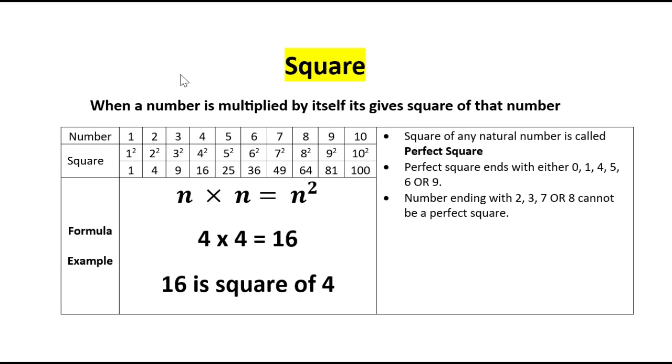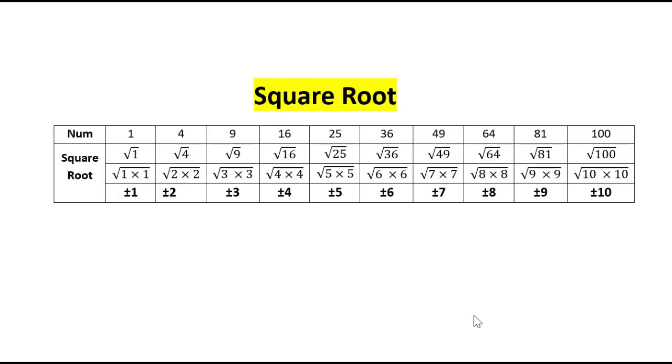Now let's take a look at the square root. Square root is the opposite of square. What it means is when we multiply the same number with itself, we get a square. But if you want to find the square root, it's totally opposite of that. And the square root can be represented with the square root sign. So in this example, the square root of 1 is represented like this, square root of 4 is represented like this, square root of 9 is represented like this. So this is how we represent the square root.